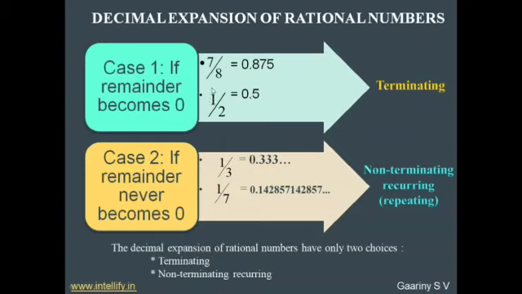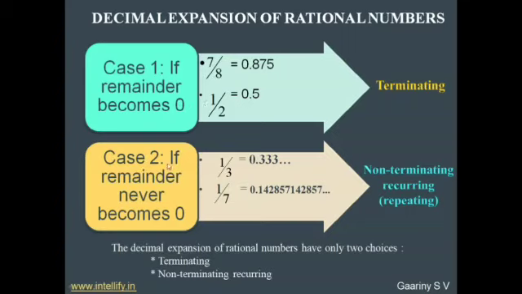Here we have one more example. When we divide 1 by 2, we get the value 0.5. Here the number is terminated and it doesn't repeat itself. So we can say if the remainder becomes 0, the value would be terminating.